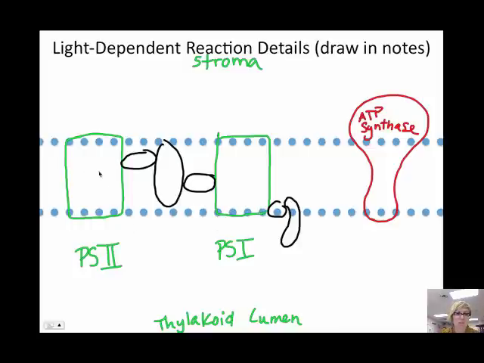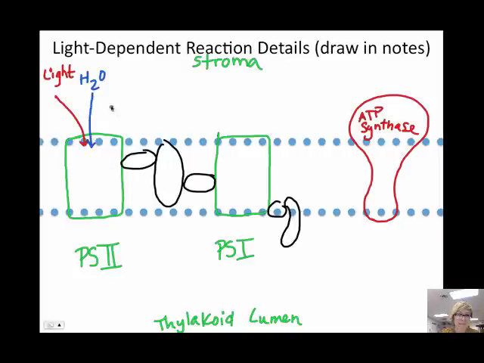So let's start off. Light hits photosystem 2, and the chlorophyll within photosystem 2 absorbs the light and concentrates it. And the whole reason it's trying to concentrate it is to break up a molecule of water. And a few things happen when we break up a molecule of water.